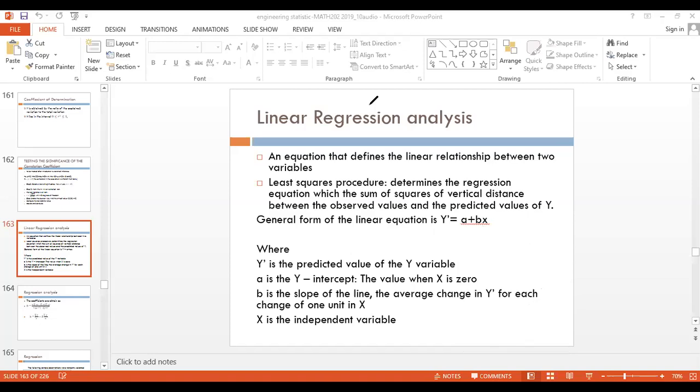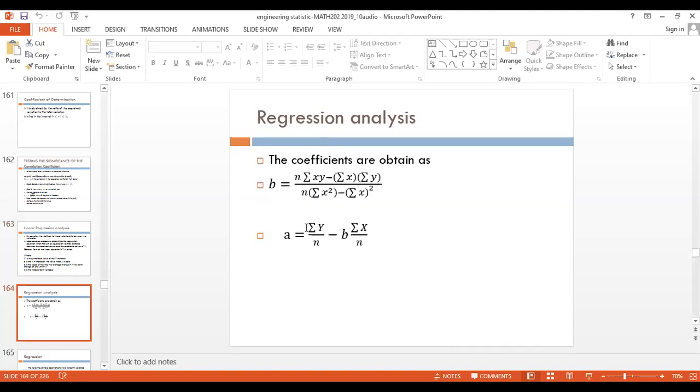Now the solution to such a system is that your a is given as summation y over n minus b summation x over n. And then your b is given as n summation xy minus summation x times summation y, over n summation x squared minus summation x all squared. That is how you get the equations for the model.